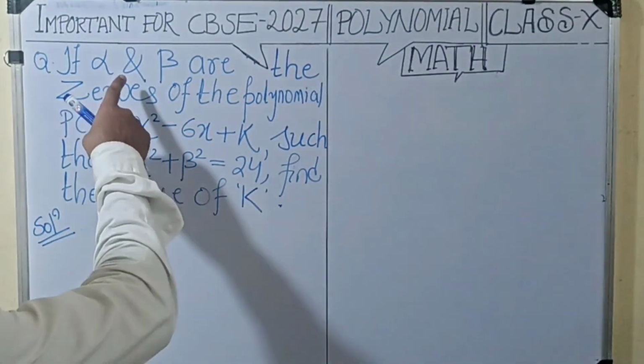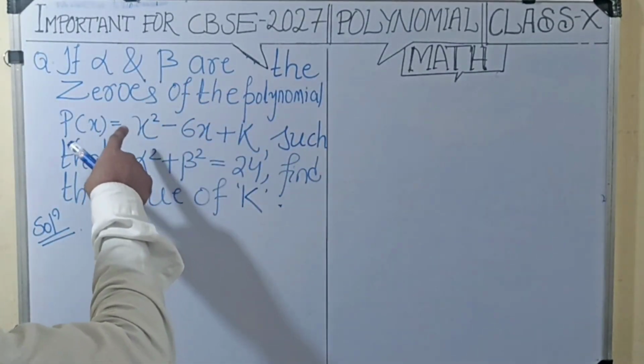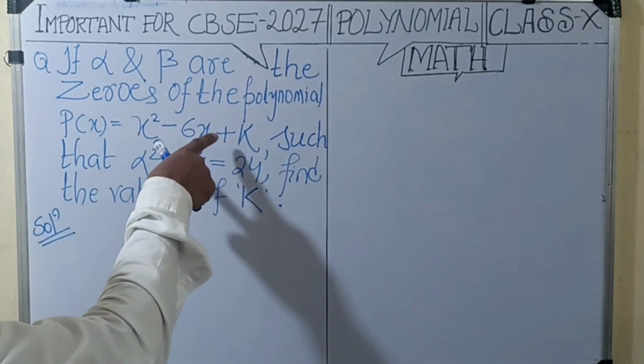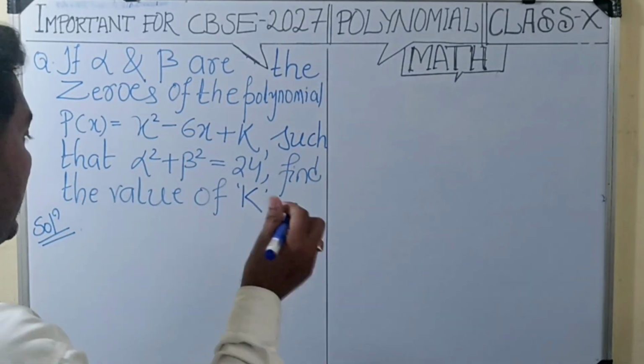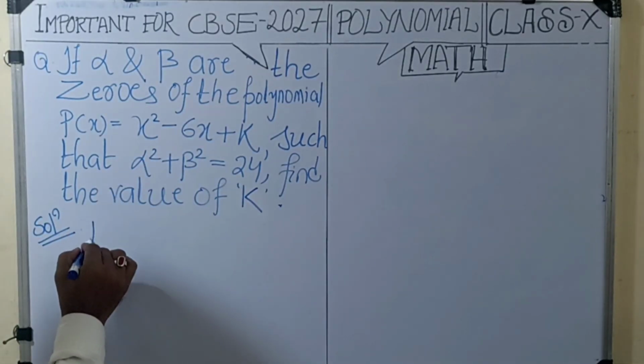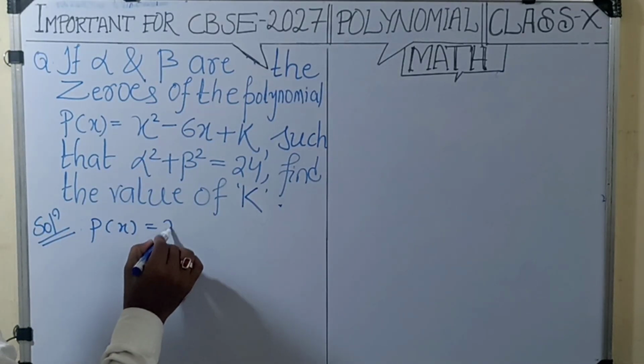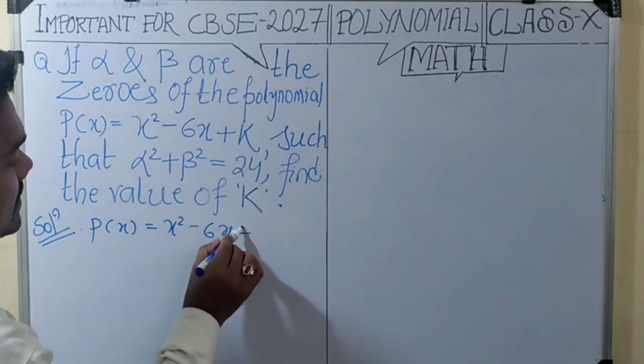The question is, students: if alpha and beta are the zeros of the polynomial p of x equals x square minus 6x plus k, such that alpha square plus beta square is equal to 24, find the value of k. So here, students, the given polynomial is p of x equals x square minus 6x plus k.